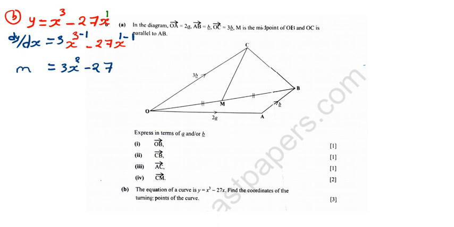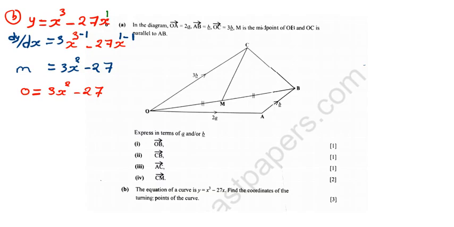And when we're finding the coordinates of a turning point, the gradient is always 0. So wherever there is m here, I will substitute a 0, because I'm finding the coordinates of a turning point. So here, 0 is equal to 3x squared minus 27. So we can solve for x.